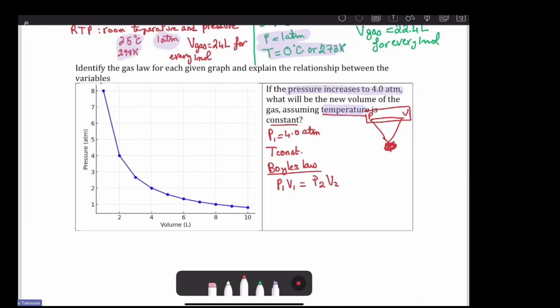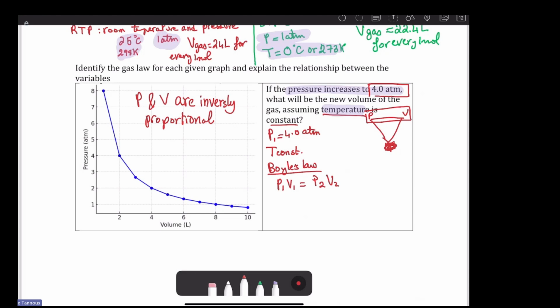Now here there's a graph given to me showing that P and V are inversely proportional. Inversely proportional. So if P decreases, V increases.